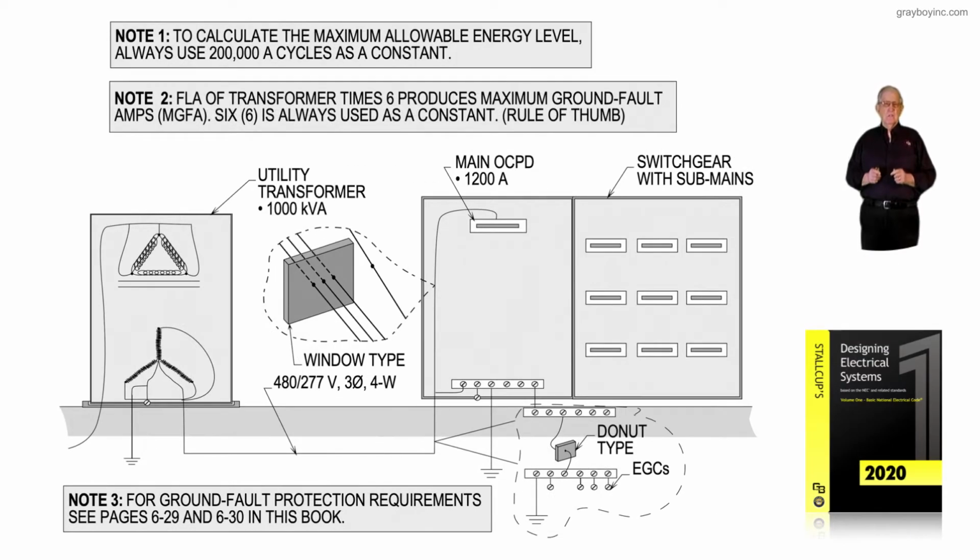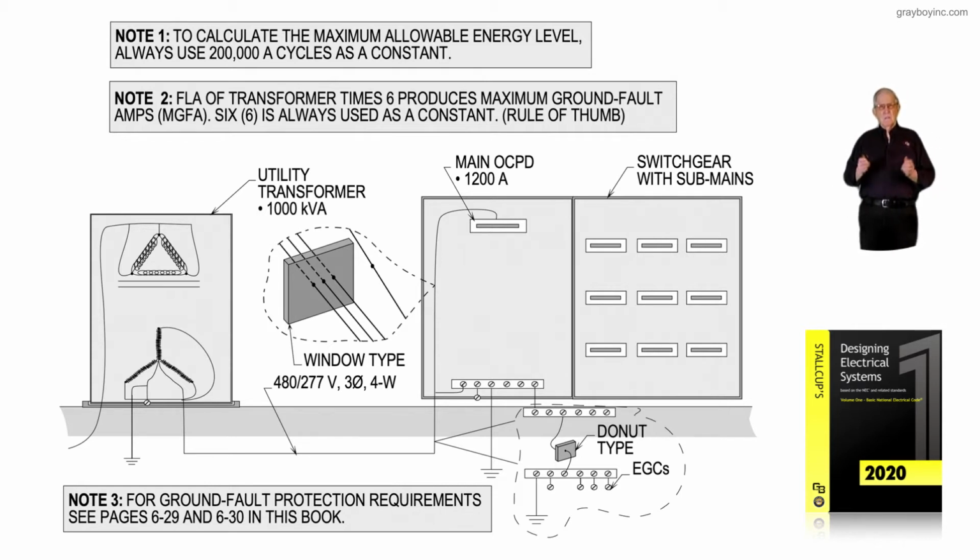Now this illustration deals with the protection of equipment. And it's ground fault protection of equipment to be exact. And notice in note 1, to calculate the maximum allowed energy level, we always would start with a 2000 amp cycle as a constant figure that we would use. And notice the devices have to be 1,000 amps or greater. The system has to be 277/480.